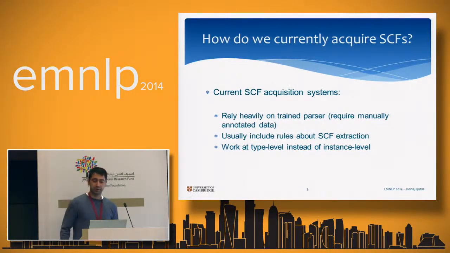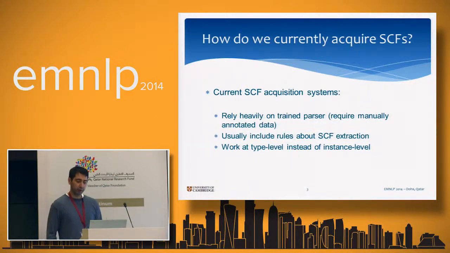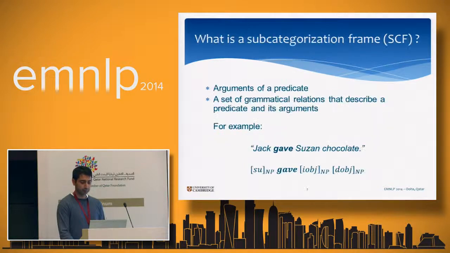So how do the current systems acquire subcategorization frames? They generally rely on a trained parser that requires manually annotated data, and that will extract the grammatical relations for us. And then we use some rules to extract those SCFs. And they generally work at type level instead of instance level. So what do I mean by type level and instance level?